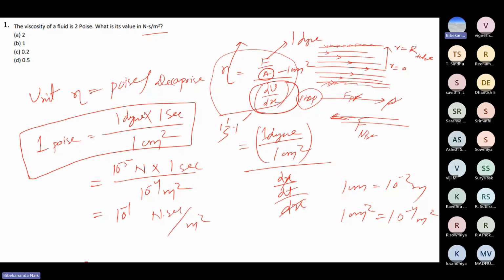So it will be 0.1 Newton into second per meter square. So this is the correct answer. The correct option here will be 0.1. This option will not be 1, it will be 0.1. So this is the correct answer. But here the question, sorry.